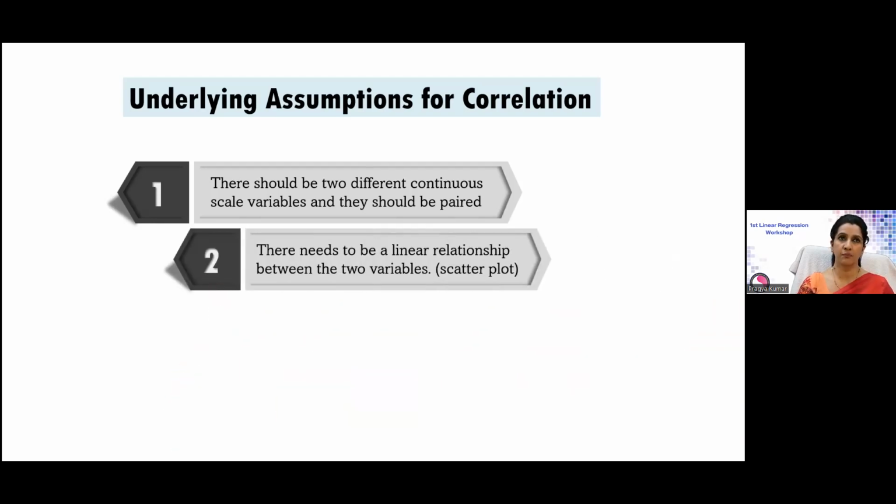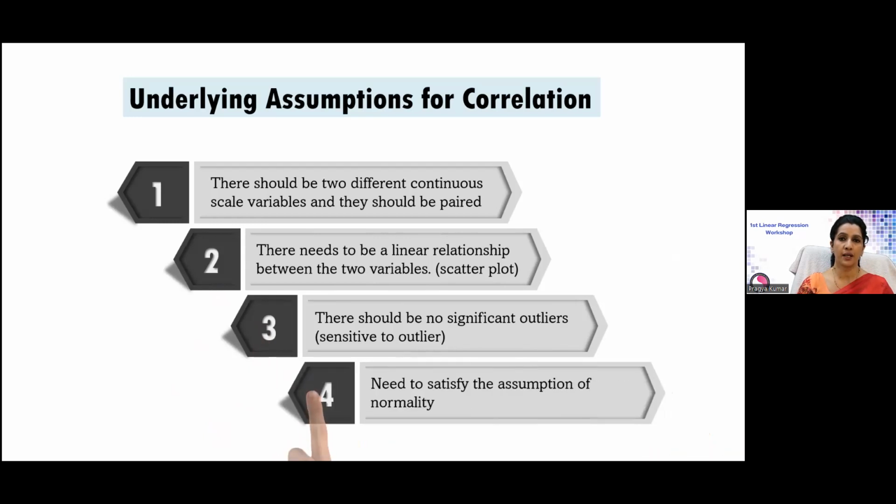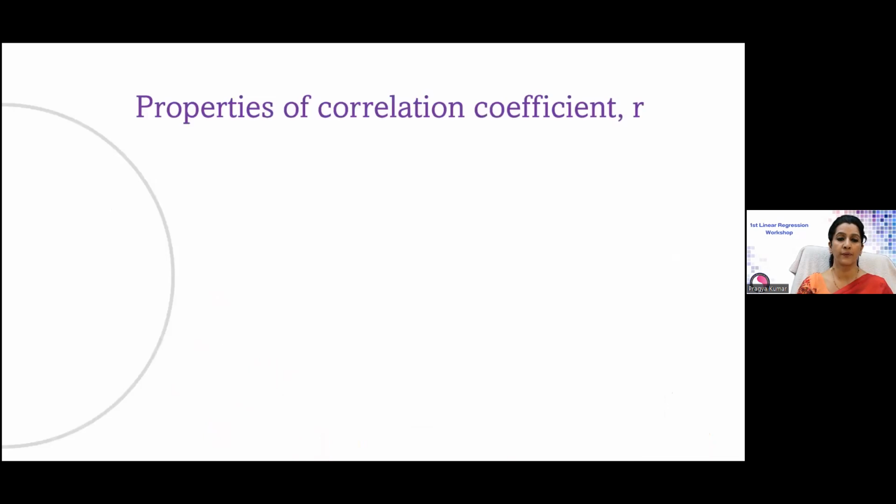And the second is there should be a linear relationship between the two variables, which we see in the scatter plot. And then there should not be any significant outlier, which we check with the box plot. And then again, we need to satisfy the assumption of normality, because that is again an important assumption, whether those two data are normally distributed. Otherwise, you will have to go for the Spearman rank correlation, because that is applied when the data is not normally distributed.